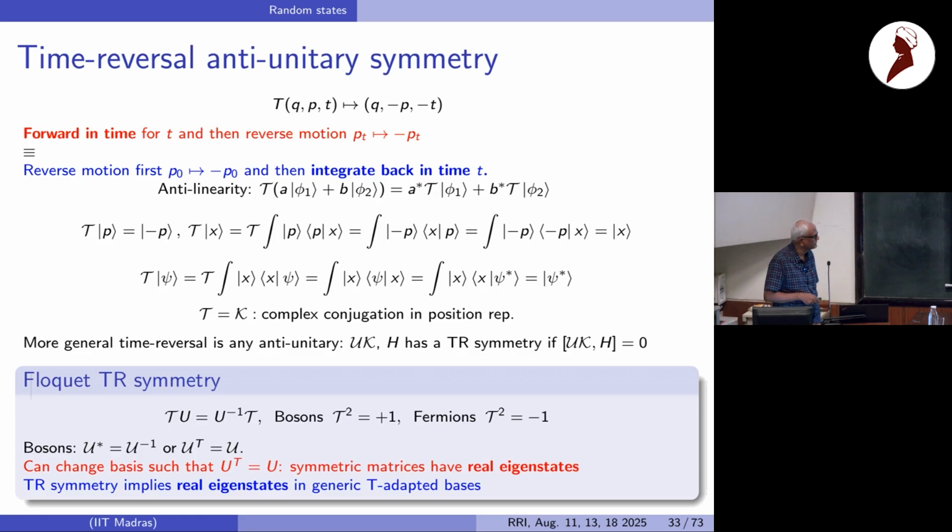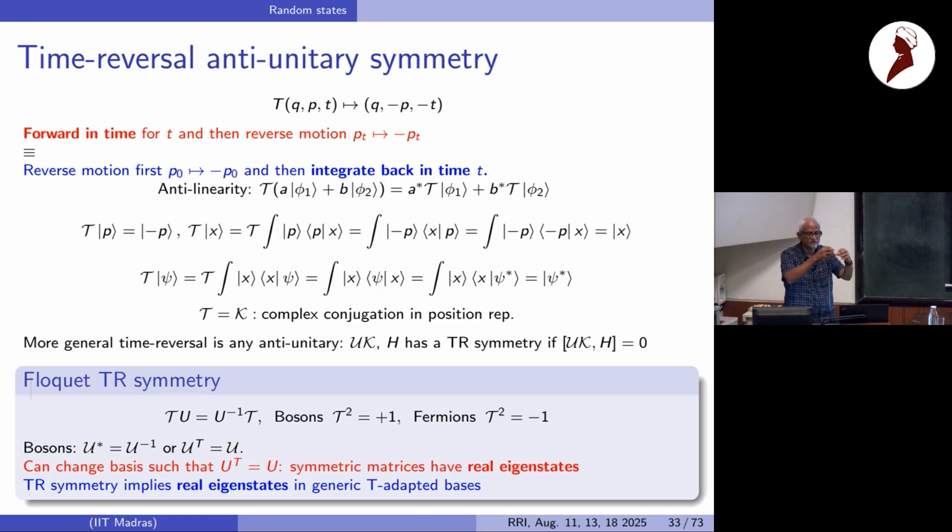So symmetric matrices have real eigenstates, and therefore time reversal symmetry, and this is really the punchline if you don't follow all of that, time reversal symmetry implies that the eigenstates are generically real. If you just diagonalize it in any basis, it might come out to be complex, but even that basis can be time adapted so that the eigenstates can be real. So the statistical properties you should consider as if the state is real.